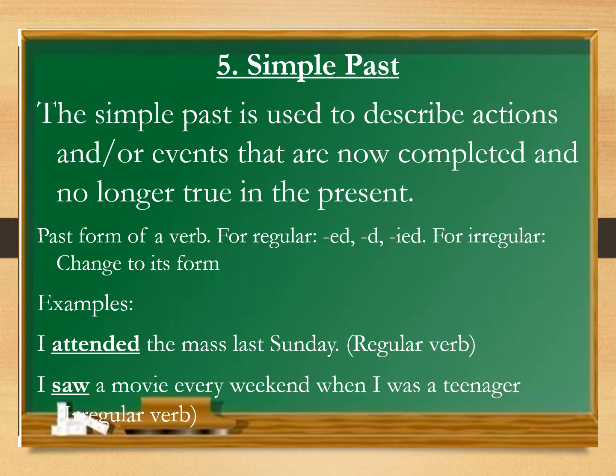The simple past is used to describe actions and/or events that are now completed and no longer true in the present. Examples: I attended the mass last Sunday. Attended is a regular verb. I saw a movie every weekend when I was a teenager. Saw is an irregular verb.